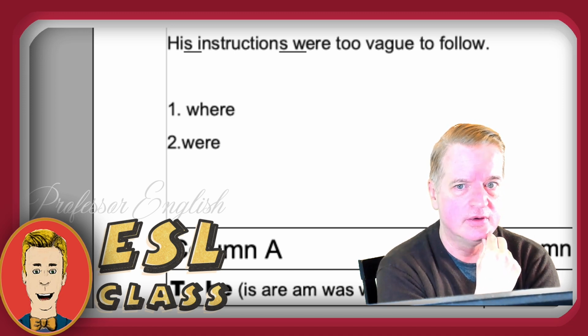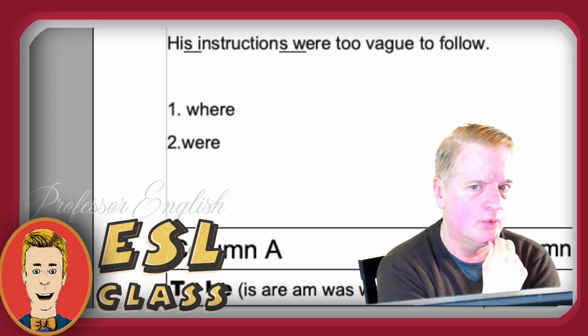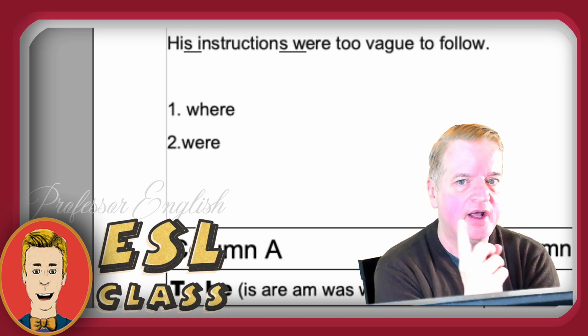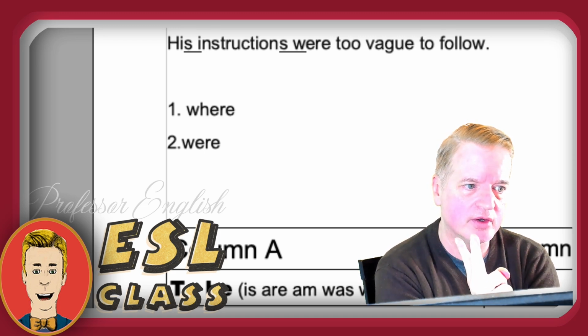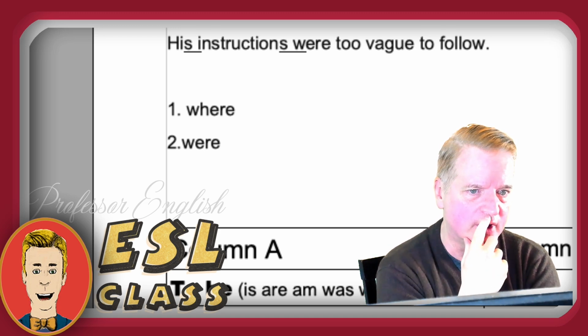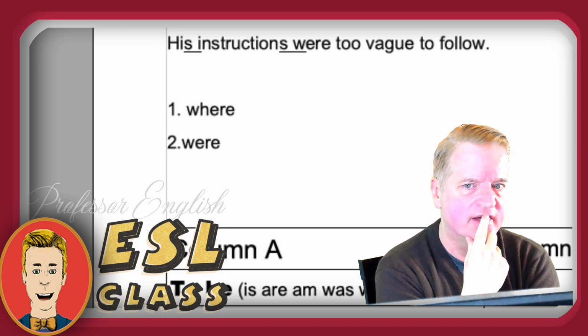Where? Were. Say number one. Where. Say number two. Were. So number one is where and number two is were. Mohammed, can you say number one? Where. And can you say number two? Were.